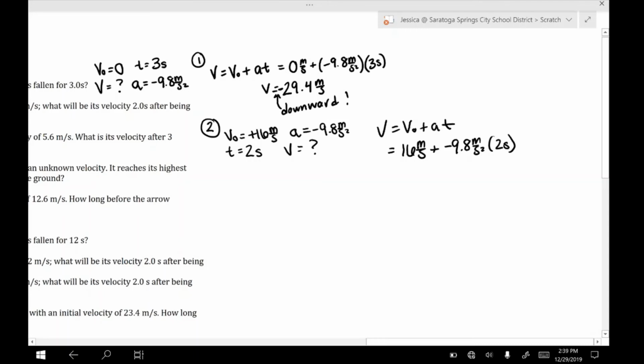So 16 minus 9.8 times 2. That gives me negative 3.6 meters a second. So that means that this object has already changed direction. We're moving back downward at a speed of 3.6 meters a second.